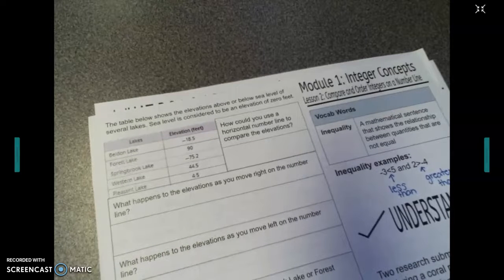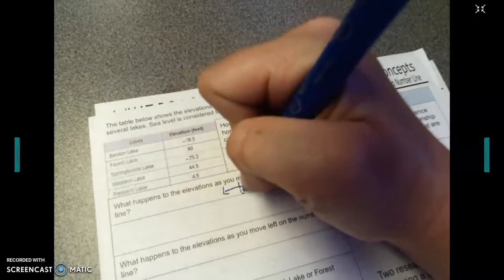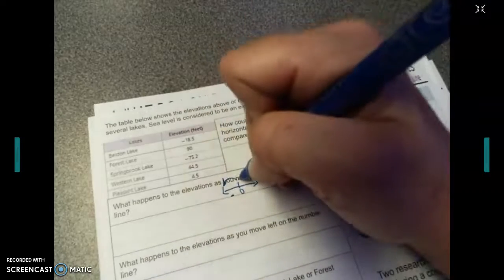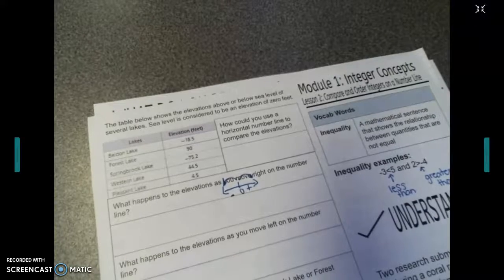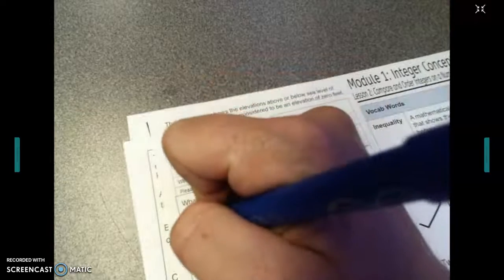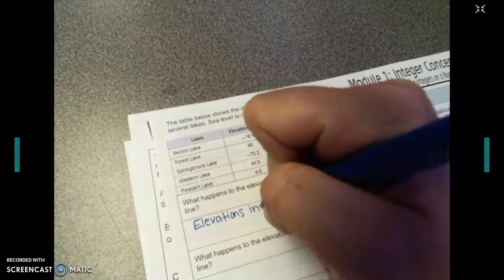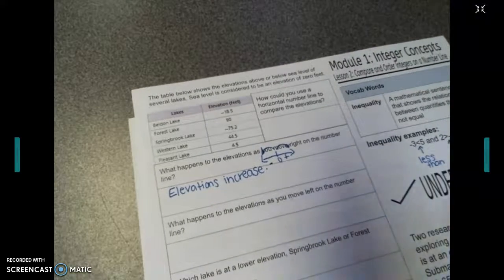What happens to elevations as you move right on the number line? So if we have a number line, just going to draw a quick one right here. We have 0. All negative numbers are on the left-hand side. All positive numbers are on the right-hand side. So as we move to the right, what happens? The elevations get bigger, the elevations increase. So I'm going to write elevations increase. What happens as you move to the left?